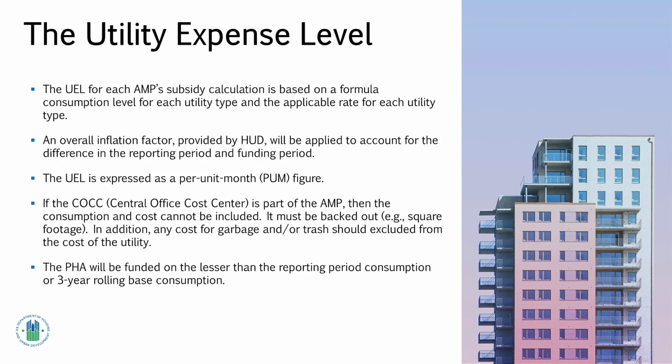If you have a central office cost center, known as a COCC, and it's part of the AMP, since the COCC is not part of public housing, it is separate. Even though it's located in the AMP, we have to back out any cost of the utility and consumption related to that utility out of our calculation, and it can't be included. A lot of times we see many PHAs use square footage as an example for the percentage of cost and consumption to back out. In addition, sometimes I see the cost of garbage and trash in sewer bills, and that should be excluded from the cost of utility. Garbage and trash is not a utility cost. That is considered a maintenance cost, and it should be backed out of the calculation as well.